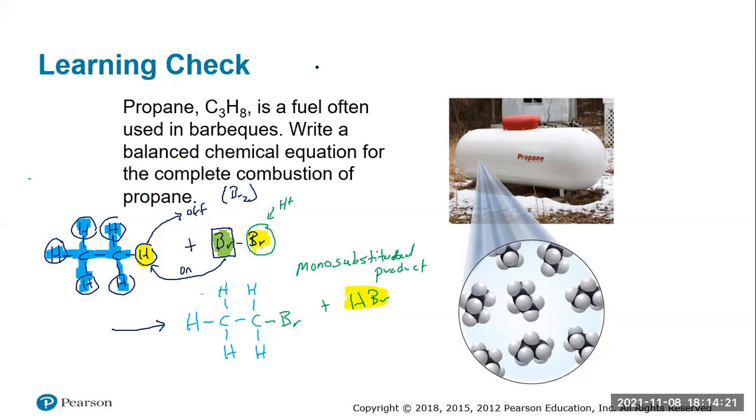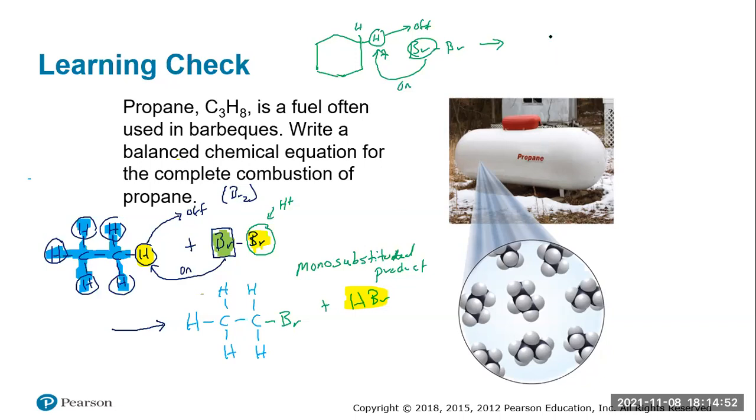Also, very similarly works the same on a ring structure. So if I took this plus some Br2, same thing's going to happen. Again, even though it's sort of line structure here, there actually are two hydrogens at every single carbon. So one of these hydrogens is going to go off. One of these bromines is going to go on. And again, absolutely everything stays the same.